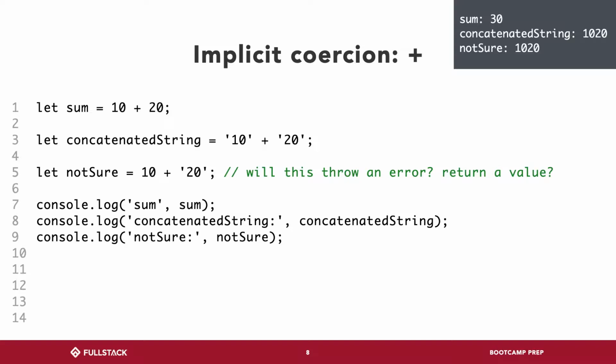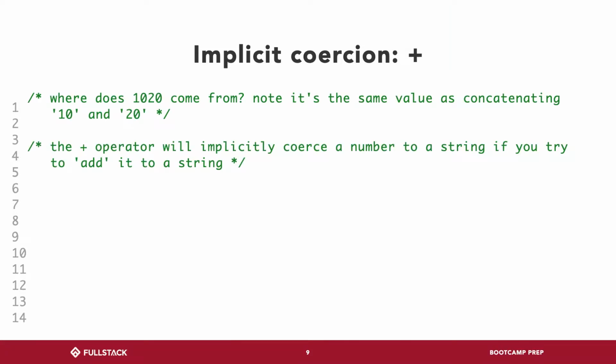So when we do 10 plus 20, we get 30, right? No news there. When we do a string of 10 plus a string of 20, we get a string of 1020, right? It's just adding strings together. But if we do 10 plus a string 20, we get this. It looks like this, and it is that, because it coerces that 10 into an actual string. The plus operator will implicitly coerce a number to a string if you try to add it to a string.